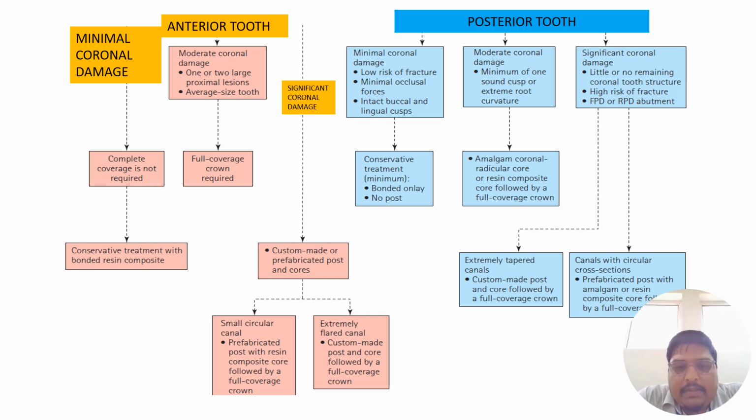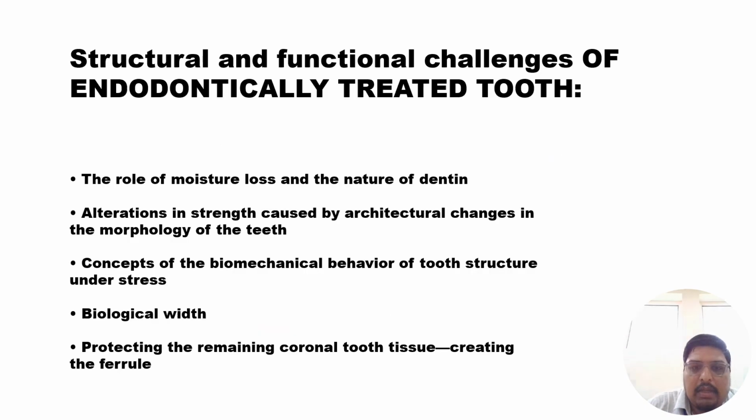For a posterior tooth, minimal coronal damage includes low risk of fracture, minimal occlusal forces, intact buccal and lingual cusp. For moderate coronal damage, we include moderate cuspal damage, and we have to determine the curvature of the root. Then for significant coronal damage, we have to go for little or no remaining coronal tooth structure, IPD or RPD substructures of the regions, followed by some impact on the tooth regions.